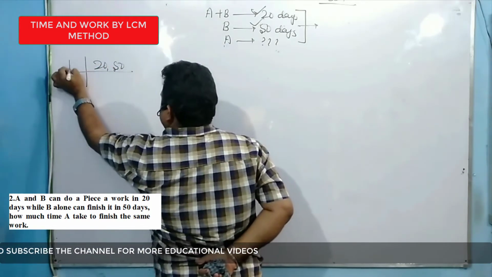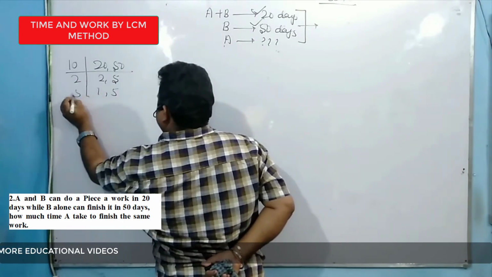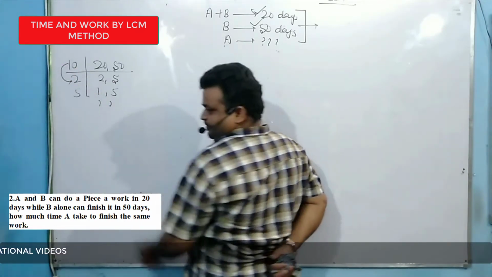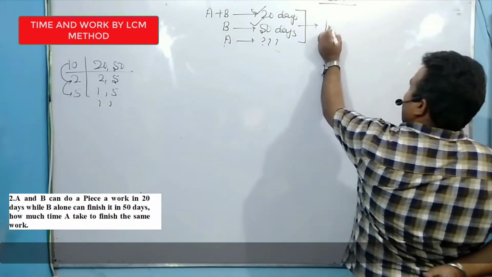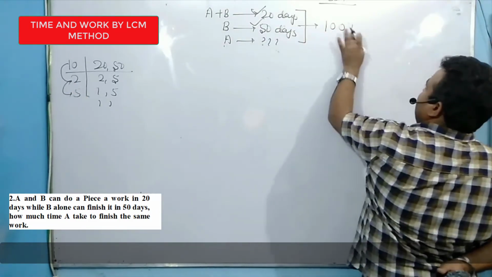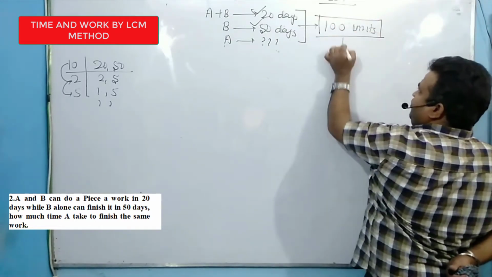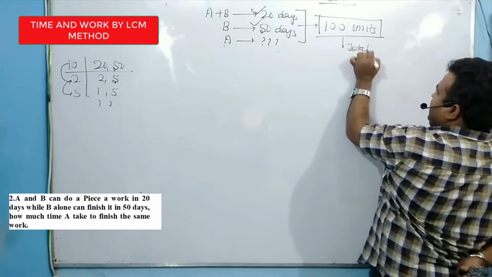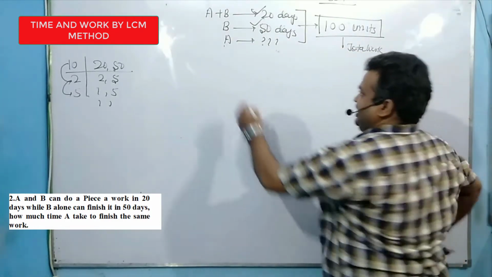If I take 10, this comes 2 and 5. We take 2 to 1, 5. If I take 5, 1, 1. So 10 2s are 20, 25 is 100. So the LCM of 20 and 50 is 100. Now I am converting this into units. So this is my total work. So how much total work do I have to do? 100 units.